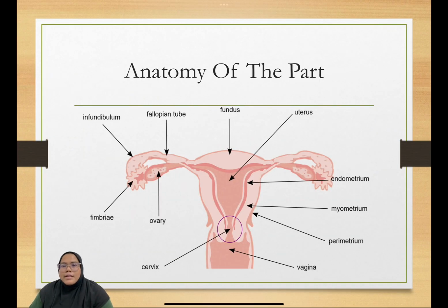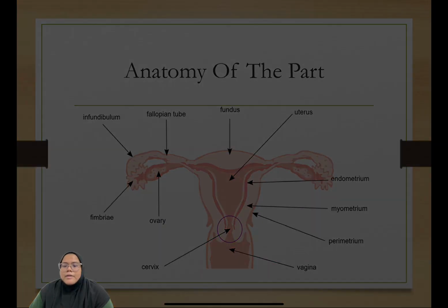Okay, this is the anatomy part of the uterus. On the right side is endometrium, myometrium, perimetrium, vagina, cervix, ovary, femur, infundibulum, fallopian tube, and fundus.